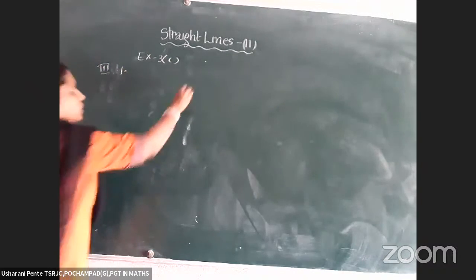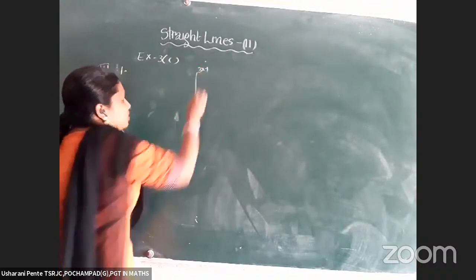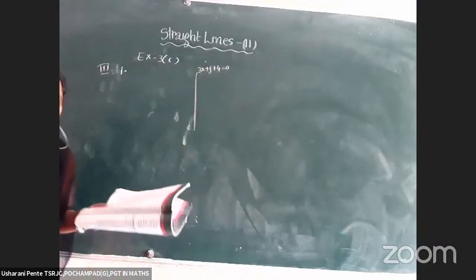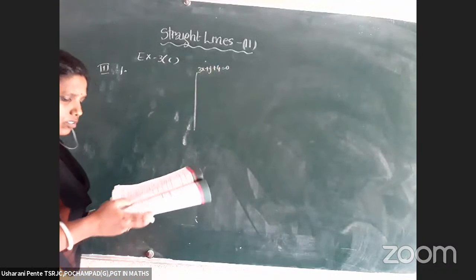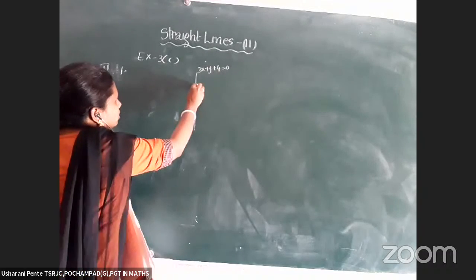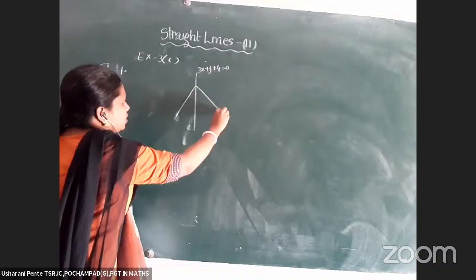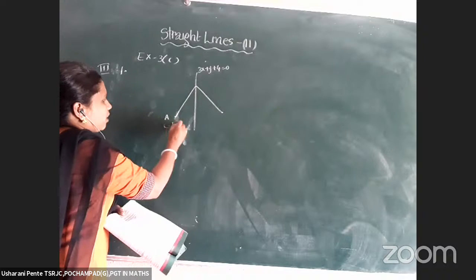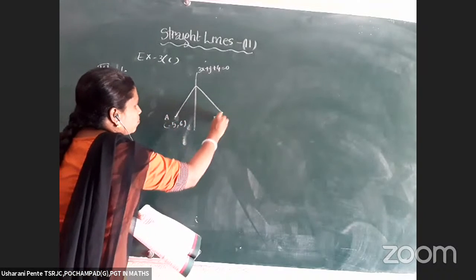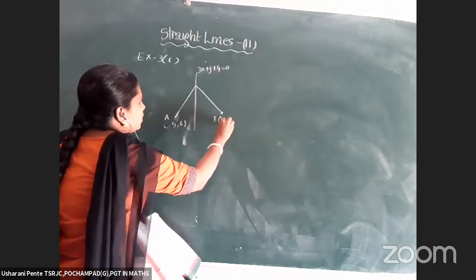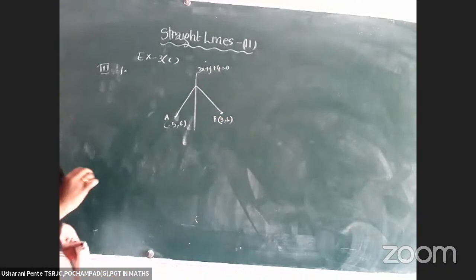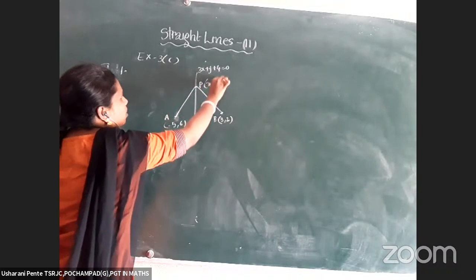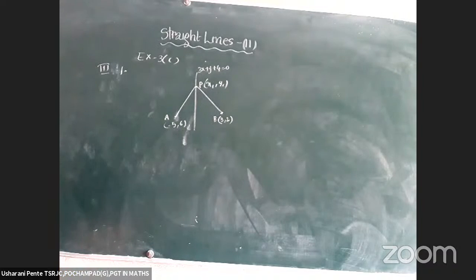There is a straight line 3x plus y plus 4 is equal to 0. And there is a point on the straight line which is at equal distance from the given points. Let A is equal to minus 5 comma 6 and B is equal to 3 comma 2. You need to find this point. Let this point be x1 comma y1.